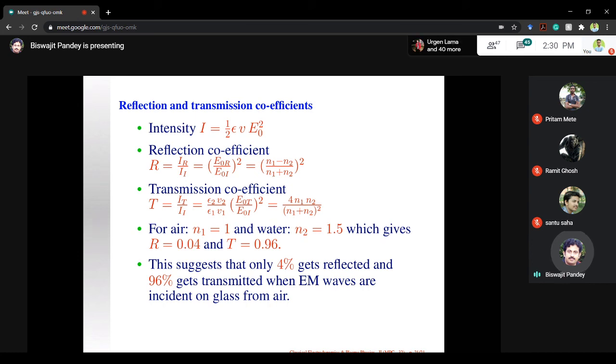Sorry, this is water, right? So this suggests that only 4% gets reflected. Am I writing this correctly? Water, it is 1.5, right? I don't remember it exactly. Maybe 1.5. I think so.